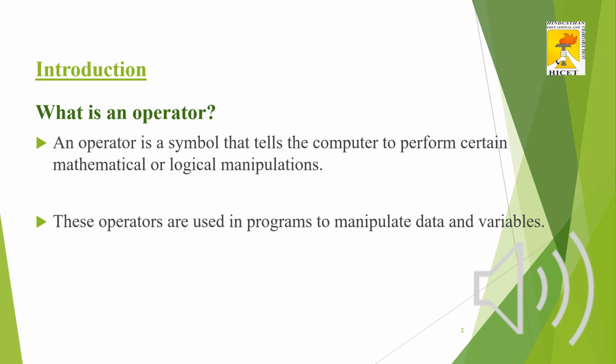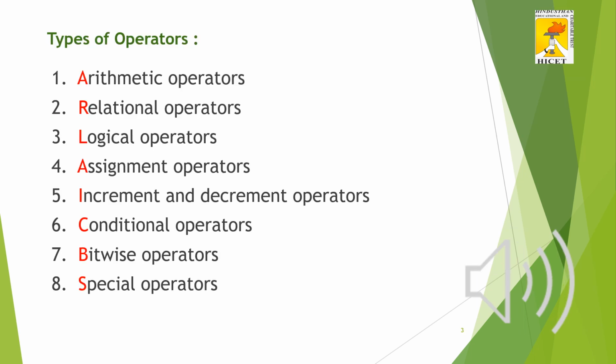These operators are used in programs to manipulate data and variables, right? According to a task, you use different types of data and variables in your program. These operators will help you to calculate or manipulate that data in an expression. These are the different types of operators: arithmetic operators, relational operators, logical operators, assignment operators, increment and decrement operators, conditional operators, bitwise operators, and the special operators.